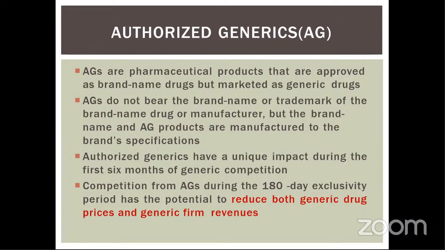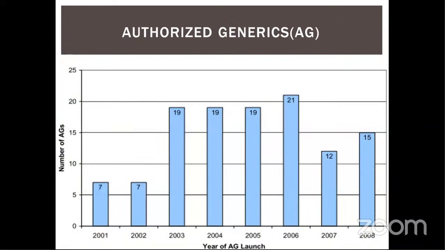That are pharmaceutical products that are approved as brand name drugs but marketed as generic. That authorized generic do not bear the brand name or trademark of the brand name drug or manufacturer, but the brand name and authorized generics product are manufactured to the brand specification. Specification that will be according to the brand. Authorized generics have a unique impact during the first 6 months of generic competitions, and this competition from authorized generic during the 180-day exclusivity period has the potential to reduce both generic drug price and generic firm revenue. That is known as authorized generics.